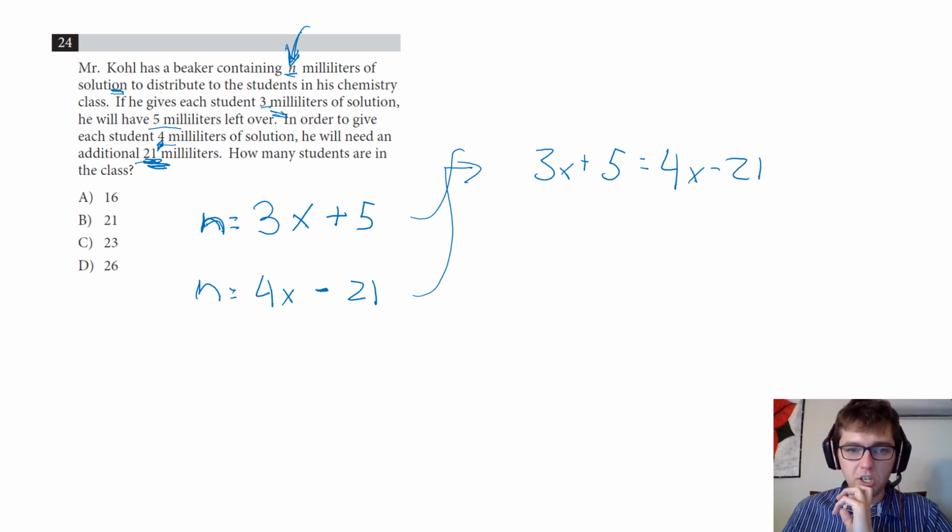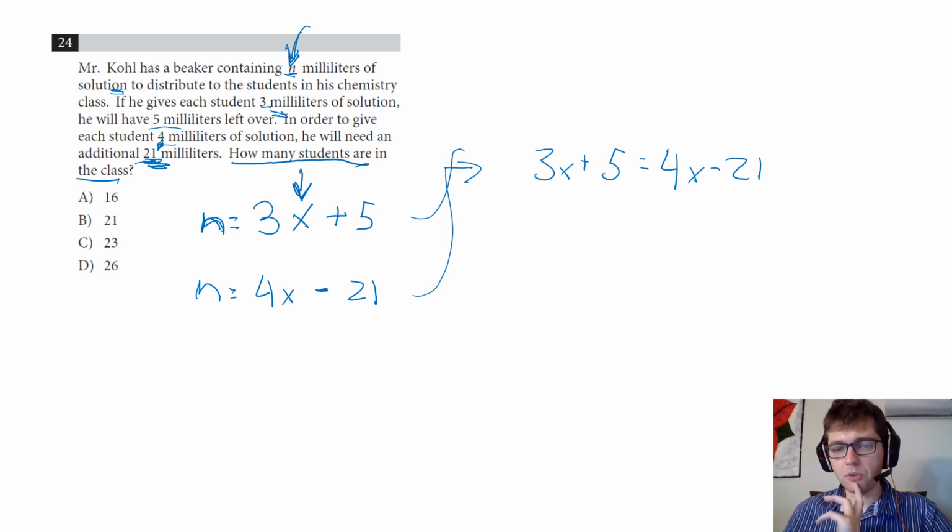Just to do a good sanity check, what we're looking for is how many students are in the class. That's what we've defined as x here. So we're just looking to solve this for x. So subtract 5 from both sides. Actually, add 21 to both sides so we keep these numbers positive. So we'll do 3x, 5 plus 21 plus 26 is equal to 4x.